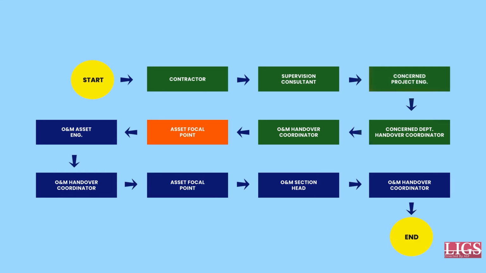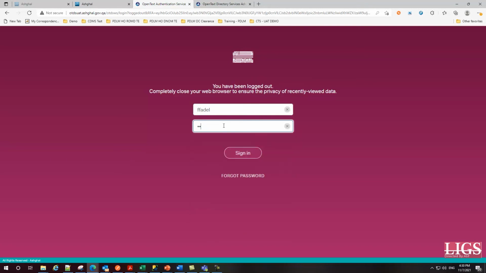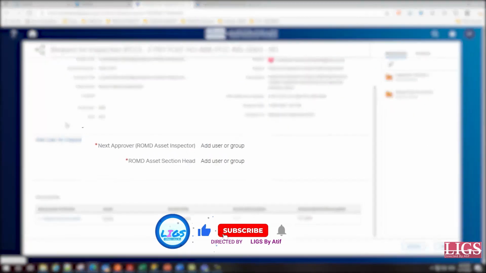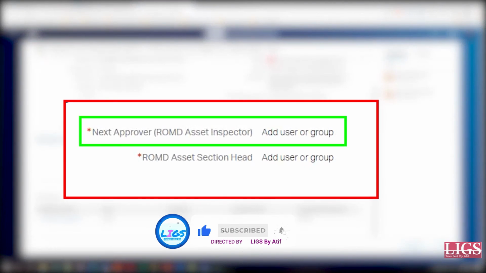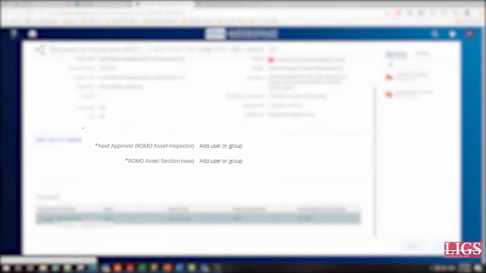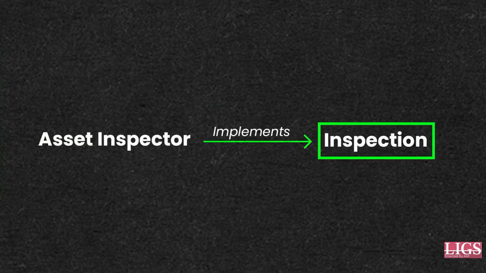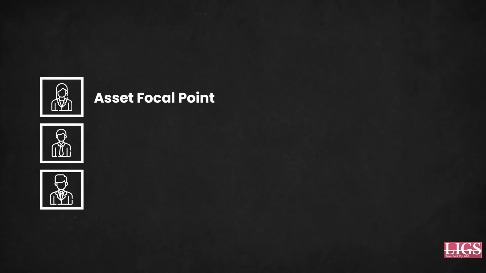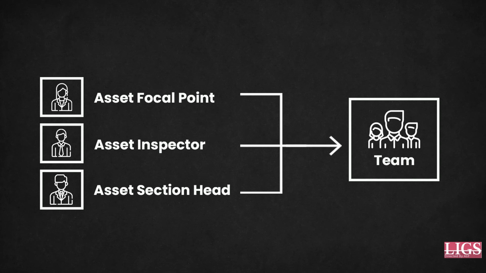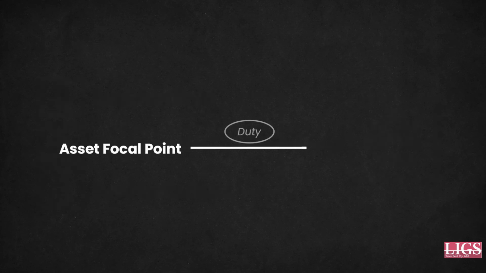As the concerned Asset focal point user, you need to log in with your credentials on the project, that is, to assign or add the Roads Operation and Maintenance Department Asset Inspector and the Roads Operation and Maintenance Department Asset Section Head. Keep in mind that the Asset Inspector is the key person who will implement the inspection. These 3, namely Asset Focal Point, Asset Inspector and Asset Section Head, are part of a team. The latter 2 report to the Asset Focal Point.